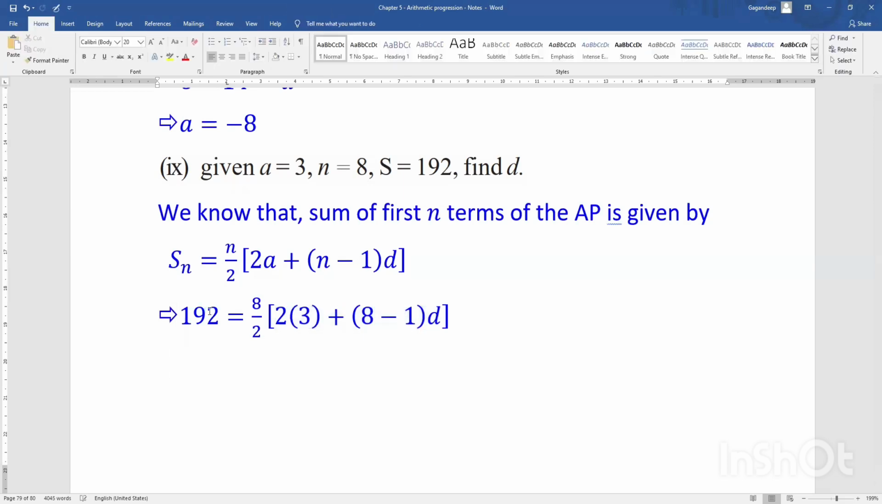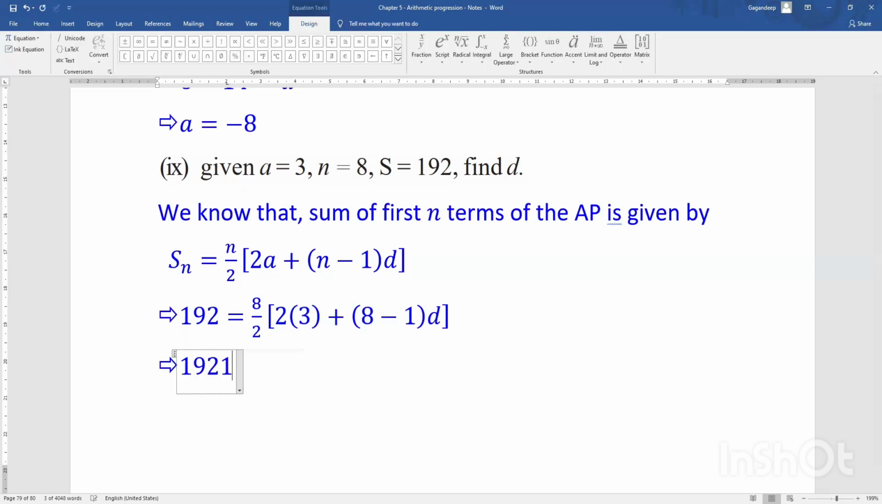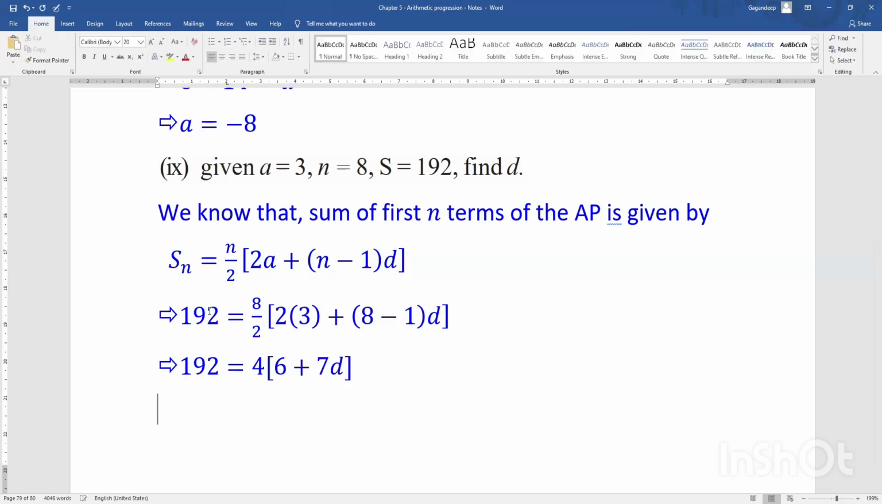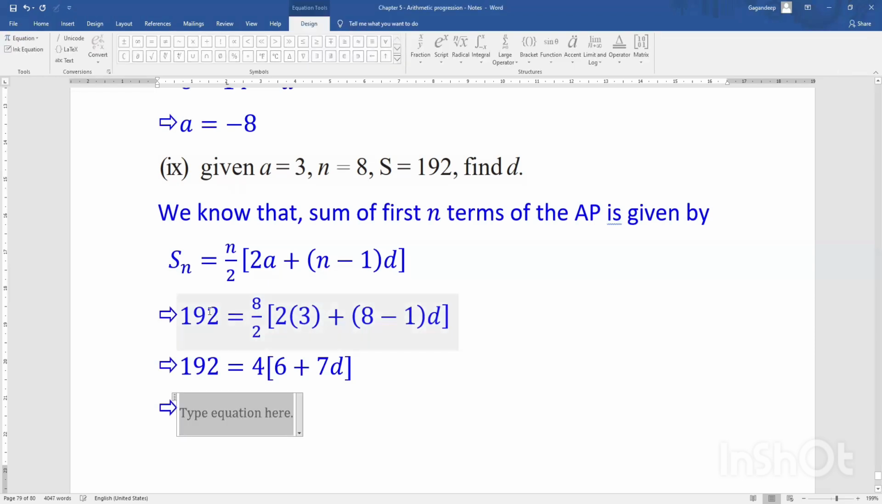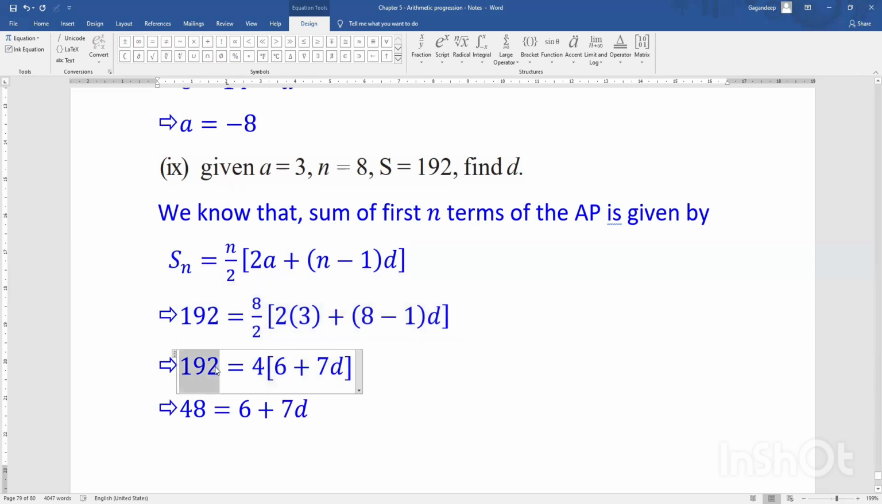Or I write it as 192 equals 8 by 2 is how much? 4. Bracket open, 2 threes are 6, 6 plus, and then 8 minus 1 is 7, so it is 7d. Bracket close. Now we can do the cancellation. 192 and 4, it goes 48 times. So I write 48 equals 6 plus 7d, because when you divide 192 by 4, you get 48.